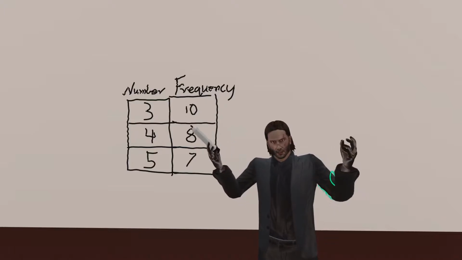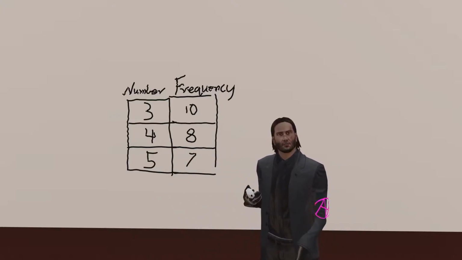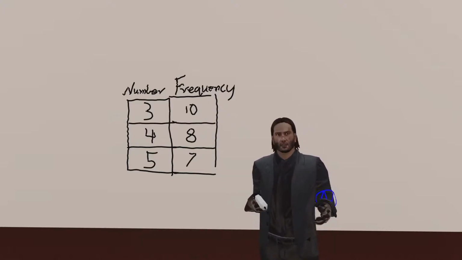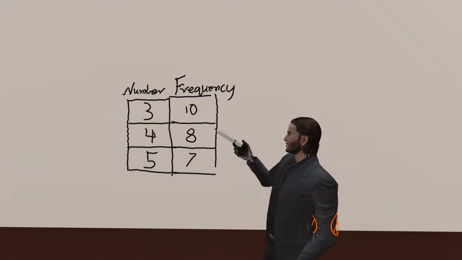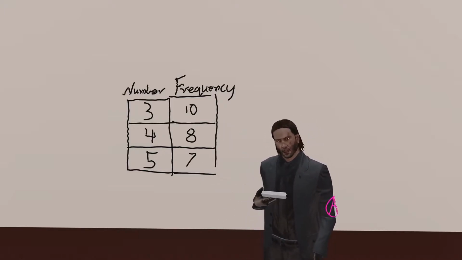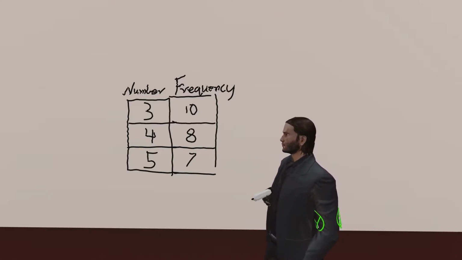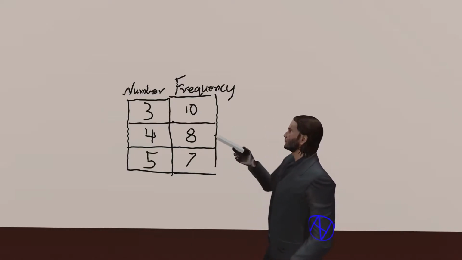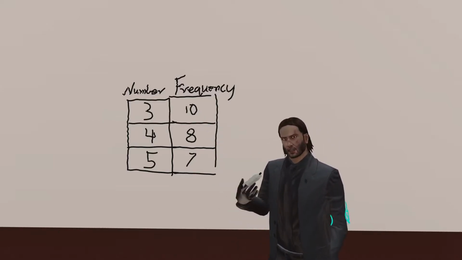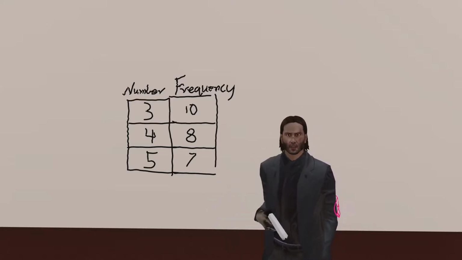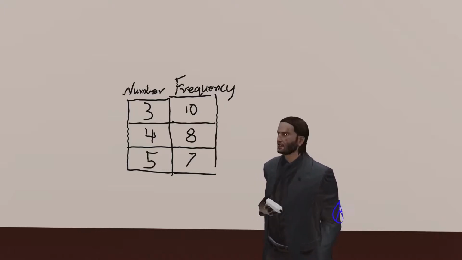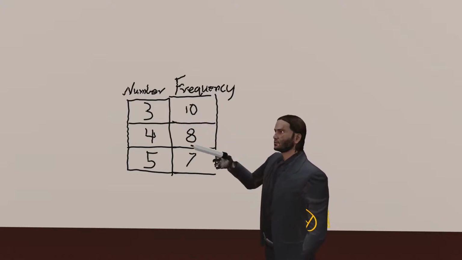So what we have here is a lot of data, but we can write it in a nice simple way so that we don't have to write a huge long list of 25 different numbers. So how are we going to work out the mean of this frequency table? Well, we could just add everything up, 3 plus 3 plus 3 plus 3 plus 3, etc., but that's going to take a really long time. Instead, we're going to use our times tables because we know there's 10 threes.